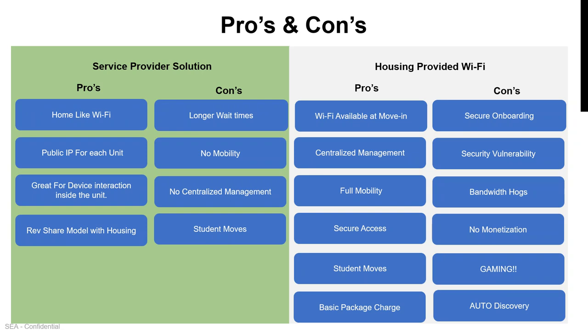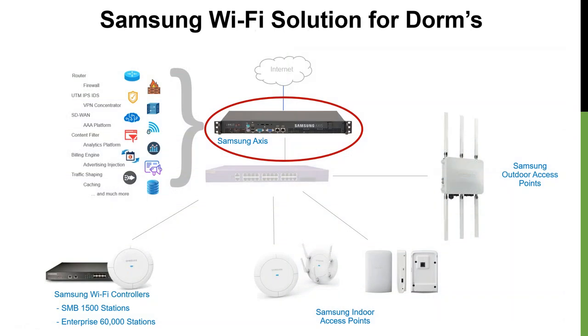Whatever approach we've come up with, we've looked at it from the perspective of taking the best of both worlds and proposing a solution that will incorporate every single scenario. And that's what we've come up with. This is our Wi-Fi solution ecosystem. We obviously have our controllers. We have access points that can go in the common areas and inside the rooms. We have in-room APs. That's a deployment strategy that is very common these days.